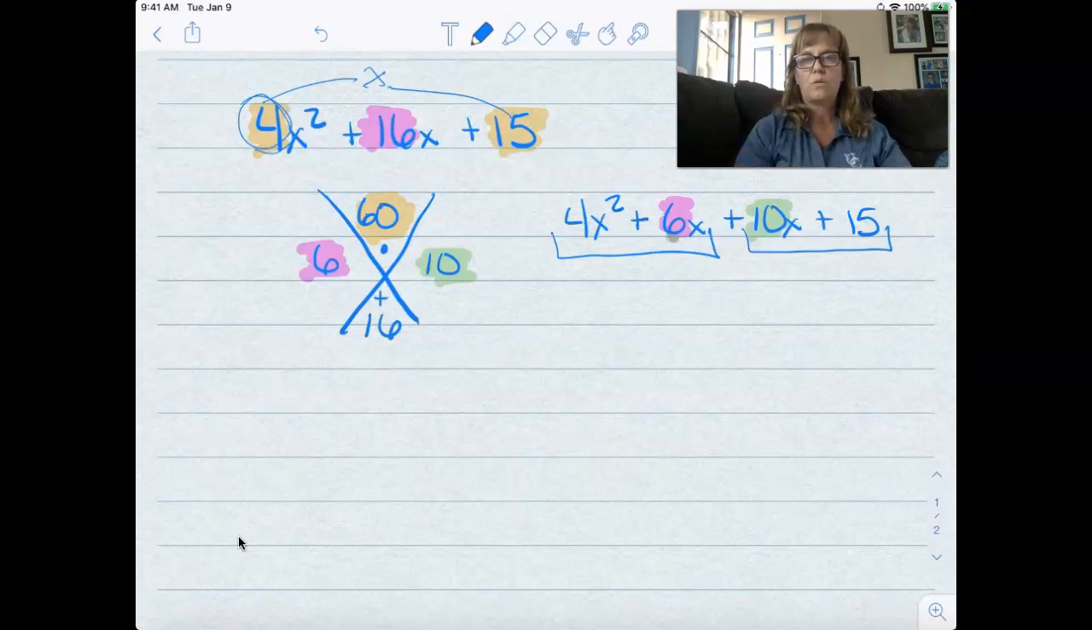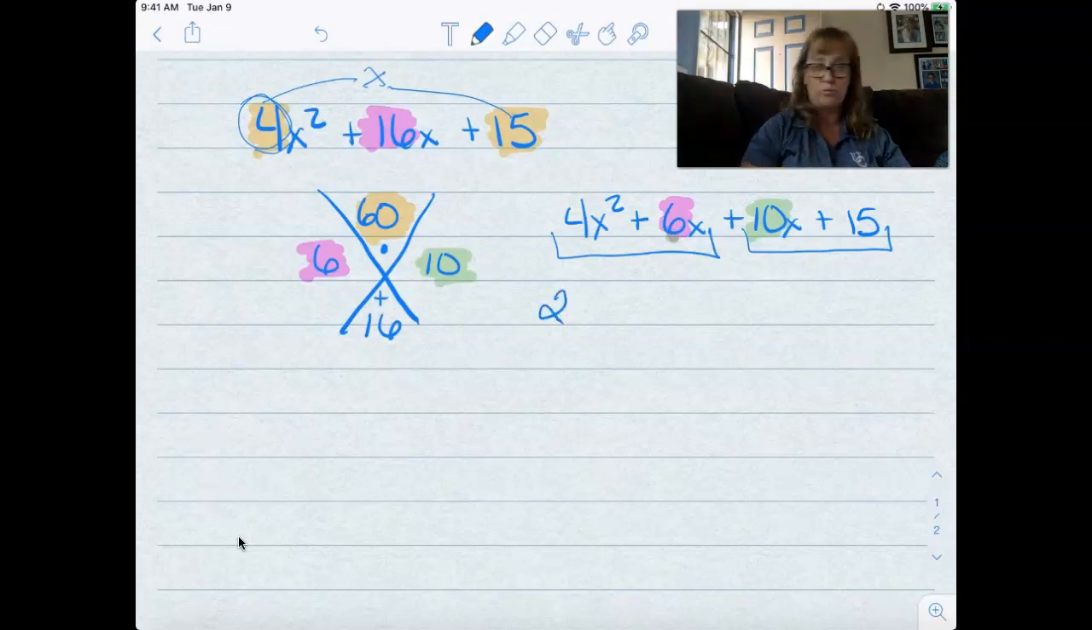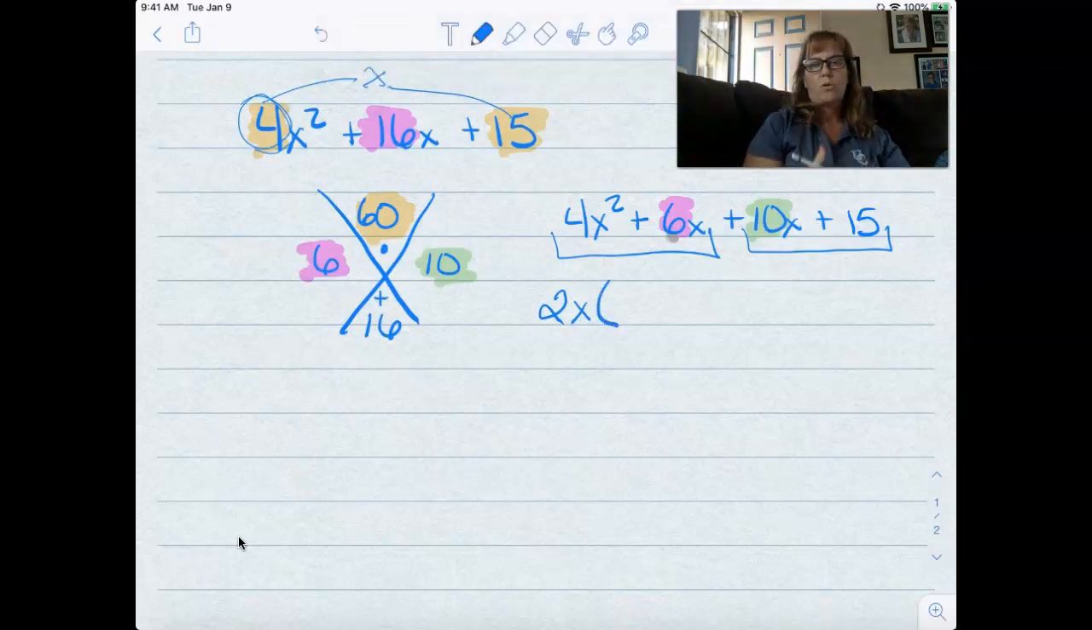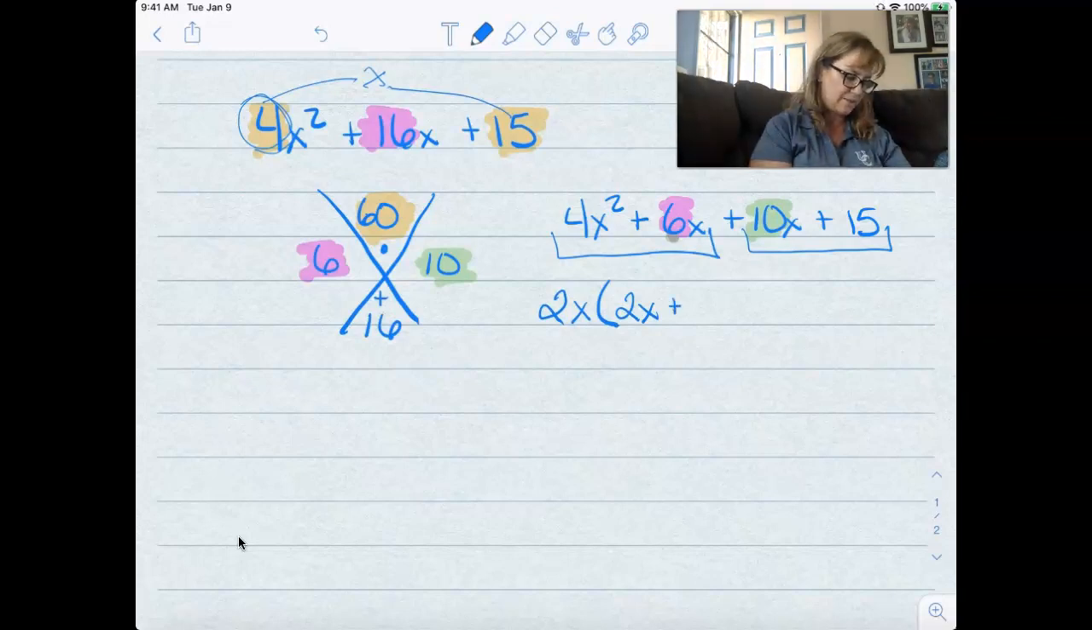So let's look at 4x squared and 6x. What is a common factor? Well, the 4 and the 6 have a common factor of 2. The x squared and the x have a common factor of x. I would have to multiply the 2x by 2x to get 4x squared, and I'd have to multiply the 2x by a 3 to get the 6x.